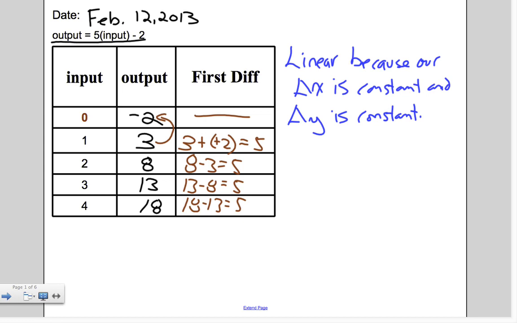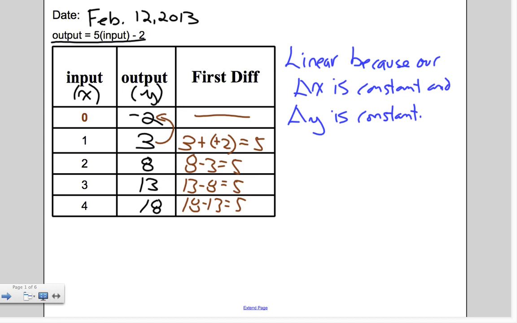So how can we determine the rate of change here? Now that we discovered this is a linear relationship, how can we determine a rate of change? In other words, how fast is our output changing based on our input? How quickly is the output, or y, changing based on an x value? What is the rate of change? How can we calculate that?